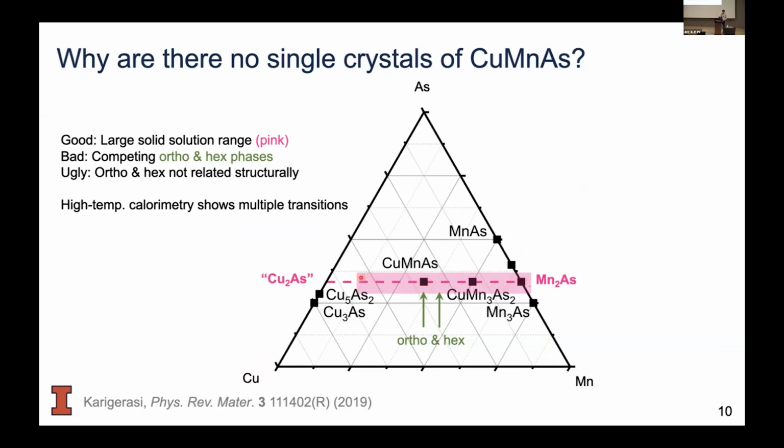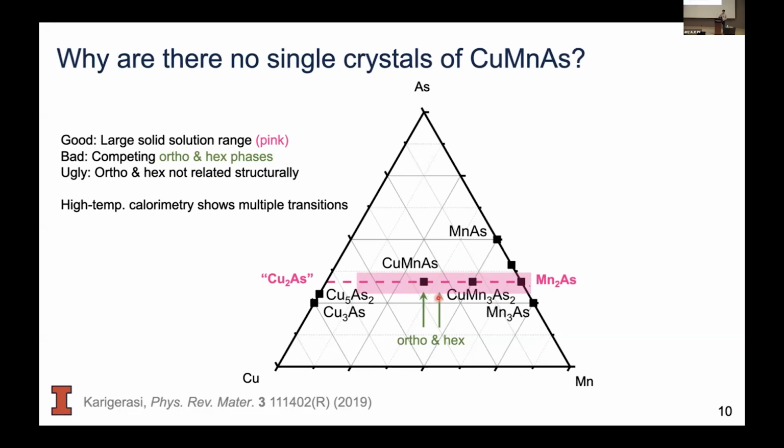But the few papers that are out there say that there's this big solid solution region that is all the way in this pink region, which usually is a good thing. That means that I can tune the properties. But the bad thing is that it makes competing phases, this orthorhombic one and a hexagonal one, that are really close to the center of the triangle. And they're not even structurally related. They have different coordinations of the manganese.